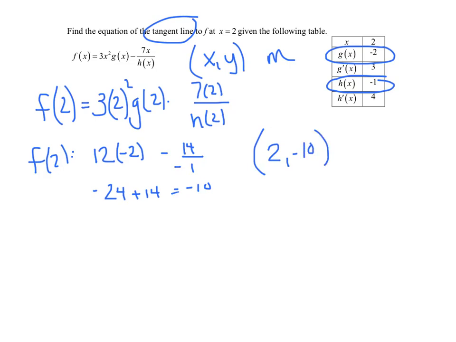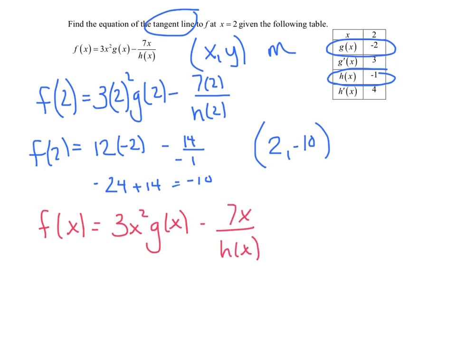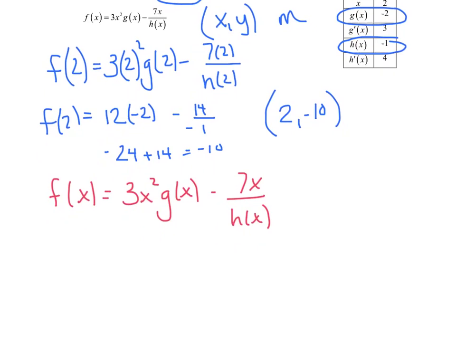Now I need to use calculus to get the slope. So again, I'm going to slow down and rewrite that function: 3x squared g of x minus 7x over h of x. Okay, and I'm really going to break it up using parentheses here. I would say this is 3x squared times g of x. So I have a function in terms of x times a function in terms of x. That's product rule. And I have 7x over h of x, so that's quotient rule.